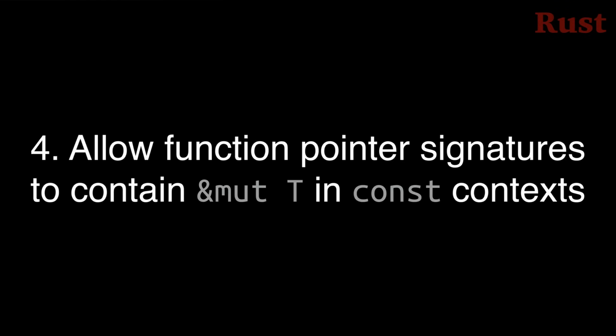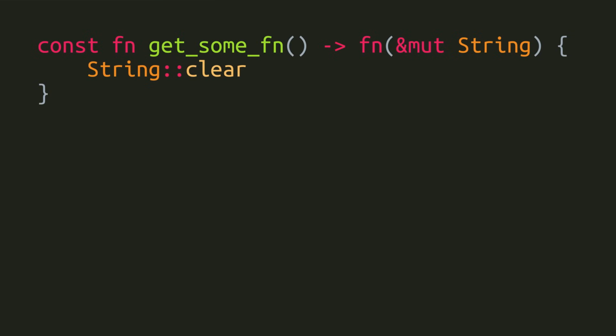Number 4. Function pointer signatures may now contain mutable references in const contexts. For example, here is a const function which returns a function pointer to a function which takes a mutable reference to a String. Before Rust 1.75, this mutable reference would have caused a compiler error. Now it works, and we can return String::clear.